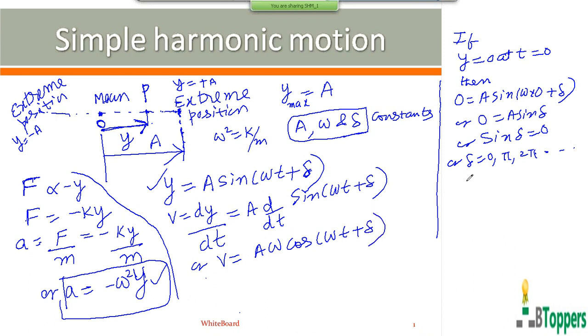Suppose if you put t equal to 0, if the particle is initially at the mean position, the displacement y, if you consider the first solution, the displacement y from the mean position at time t equal to 0 is 0. That means if you start counting time from the instant the particle passes through the mean position in the positive direction, then instantaneous value of displacement from mean position can be found using the same equation. If you substitute delta equal to 0, we get y equal to A sin omega t.